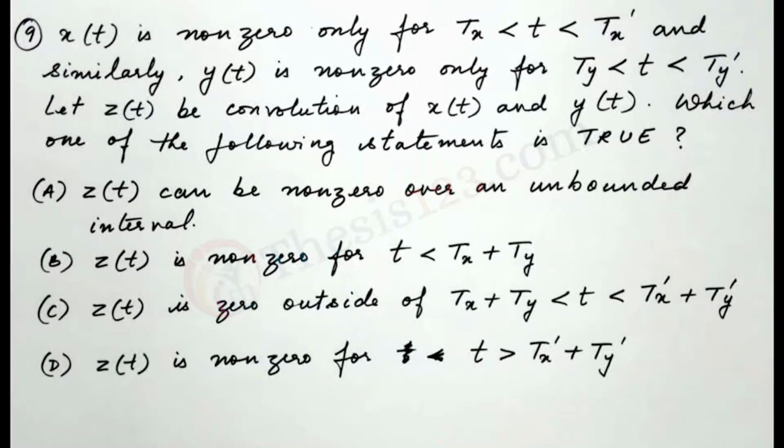The next question, number 9. So the question reads, x of t is non-zero only for t lying between tx and tx dash. And similarly, y of t is non-zero only for t lying between ty and ty dash. Let z of t be the convolution of x of t and y of t. Which one of the following statements is true? So we have our 4 options given to us.